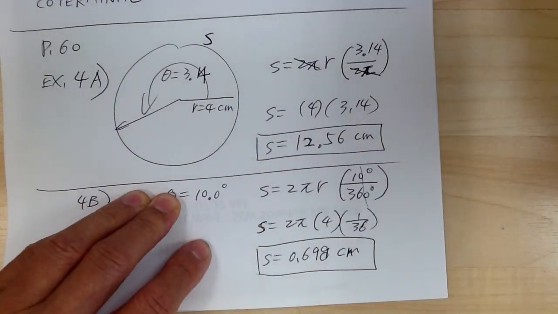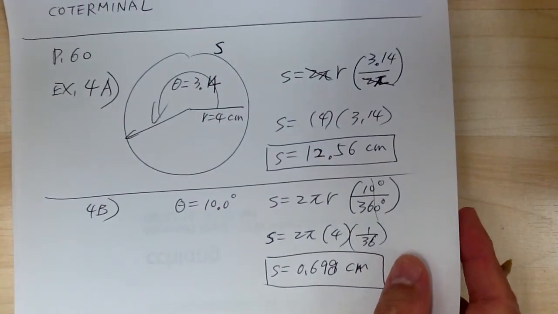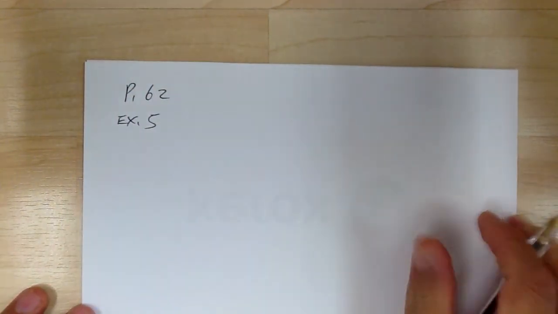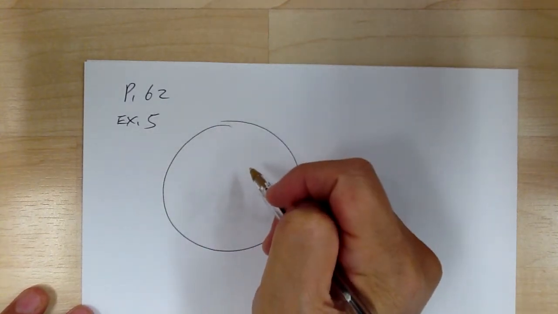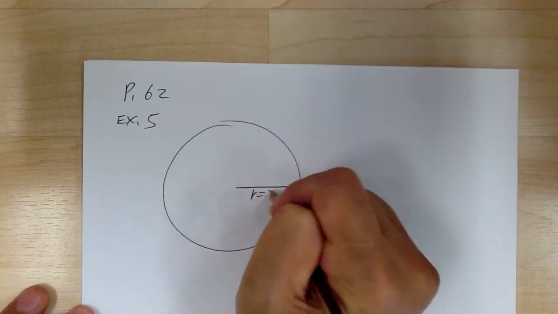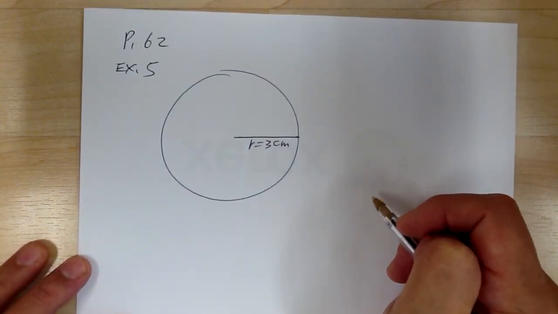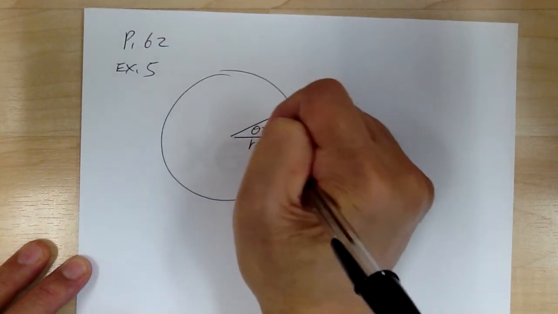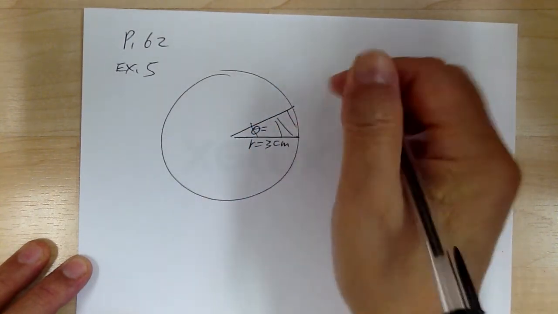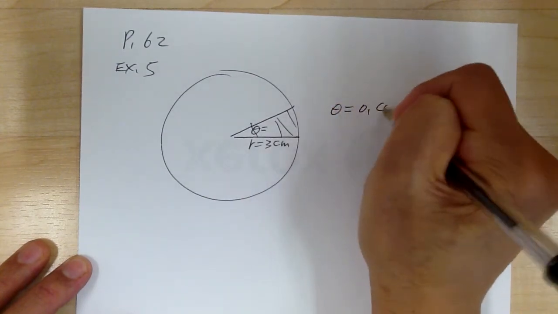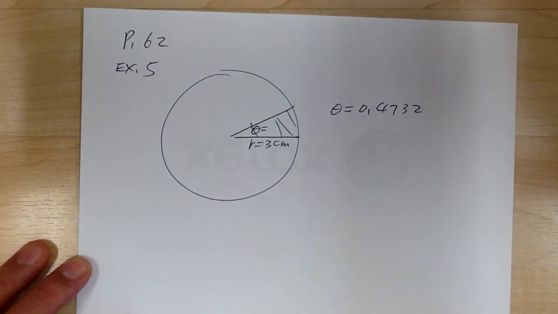Now let's go to the sector of a circle. Again, you already did this as homework in chapter 1. So let's go to example 5, page 62. Again, you have a circle with a radius of 3, and you want to find the area of a sector with theta equal to 0.4732. Again, it's very simple.